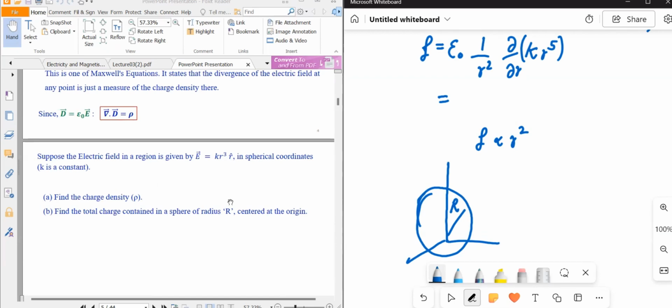Once you know the charge density, what you need to do? When you know the charge density, in order to calculate the total charge contained in the sphere of radius r, you can do the volume integral here to calculate the total charge. Try that one.